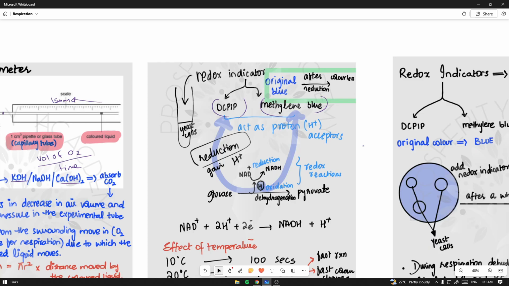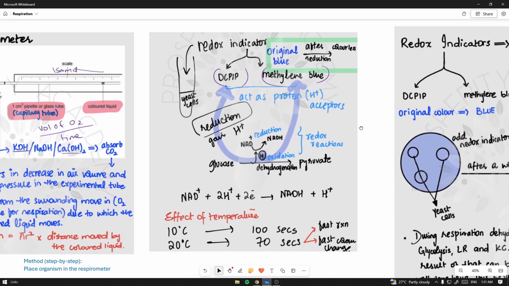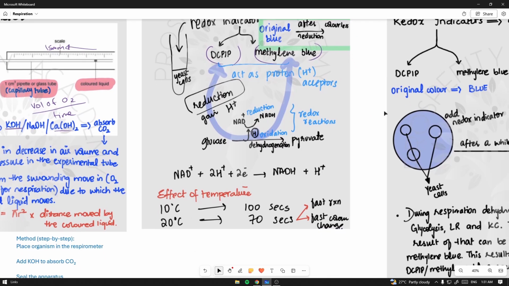The observation will be blue to colorless. Okay. So how can this help us understand the rate? The faster the color change takes place, the higher the rate is. Okay.